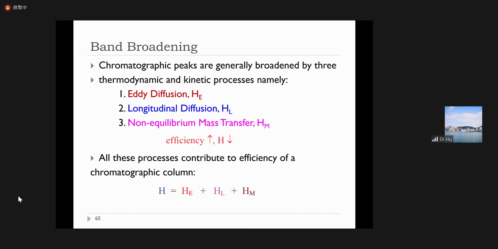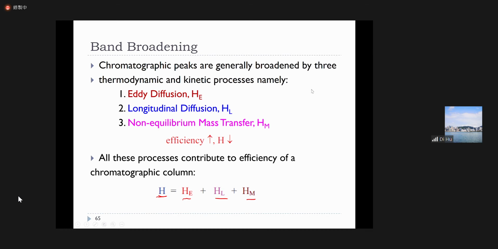So the H, anyone still remember what is H? Plate height, right? Effective plate height. So the total plate height equals the contributions from all three factors. All these three processes contribute to the plate height. Do we want a large plate height or small plate height? We want it to be a small value, right? Okay, as small as possible.